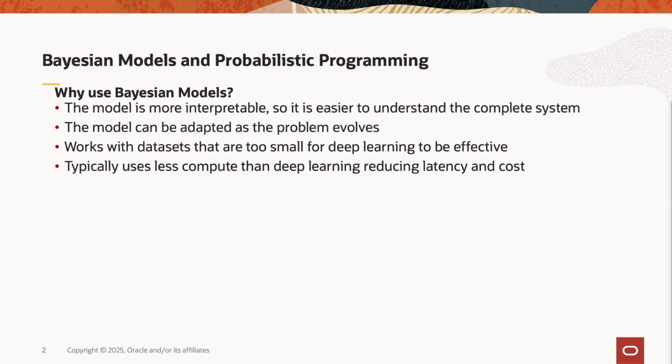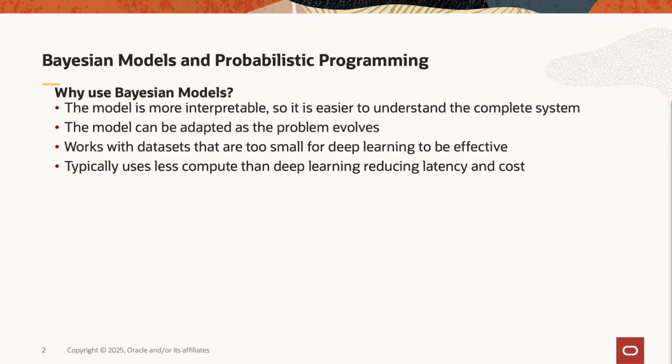The known structure means the model is more explainable. Also, because the structure doesn't need to be learnt as it does with deep learning, it requires less data and so can work on much smaller problems. And this reduction in size reduces the latency and the cost of training the models. So that's Bayesian models. Why use probabilistic programming?